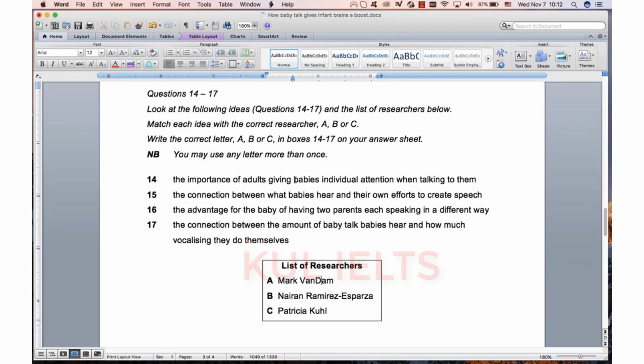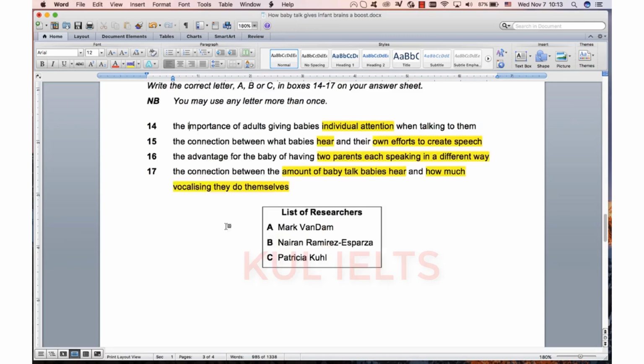The importance of adults giving babies individual attention when talking to them. The connection between, so maybe we were looking for individual attention there. The connection between what babies hear and their own efforts to create speech. The advantage for the baby of having two parents each speaking in a different way. And the connection between the amount of baby talk babies hear and how much vocalizing they do themselves. There were actually two that I saw that are in the summary.